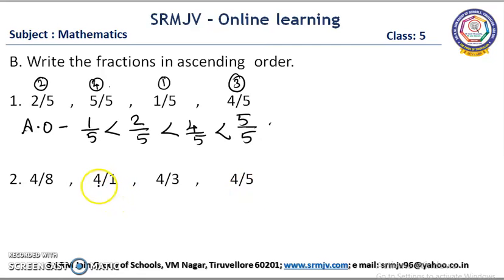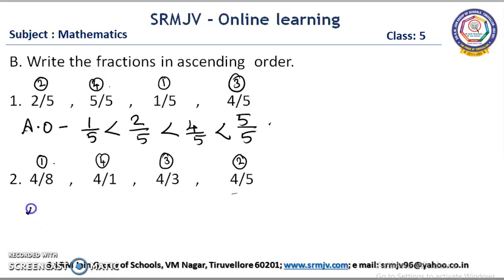Which is the smallest one? 1 is the smallest one. So this is the greatest fraction. Okay. Then 3 is the second smallest one. So this is greater fraction. Then 4 by 5. 5 is the next one. That is smaller fraction. Then 8 is the smallest fraction. Can you understand? The fraction with greater denominator is smaller. The fraction with smaller denominator is greater.